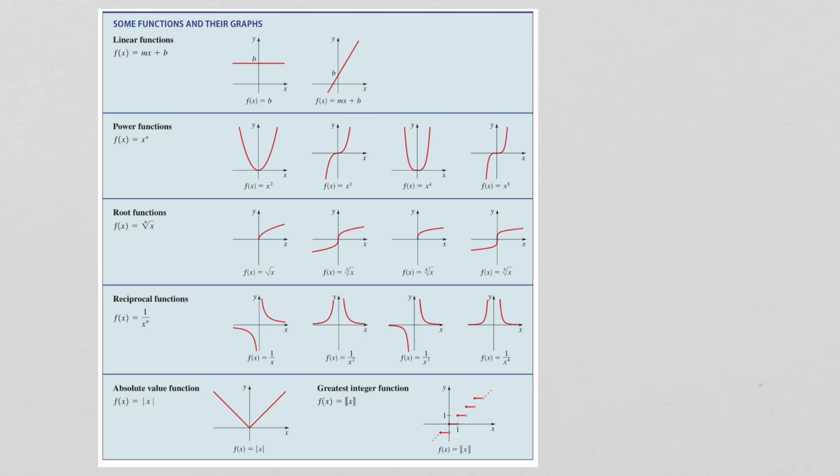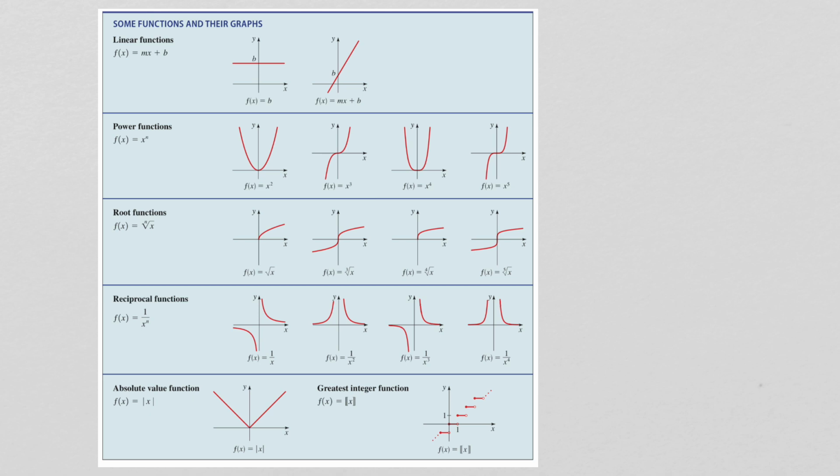And finally, we just have a little diagram here of some useful functions and their graphs. So we have the linear functions, which includes constant functions and lines. We have the power functions, x to the n, that we talked about. We have root functions. So we talked about the square root function, but you can also talk about cube root, fourth root, fifth root, etc. Notice that the graphs are a little bit different for the odd roots versus the even roots.